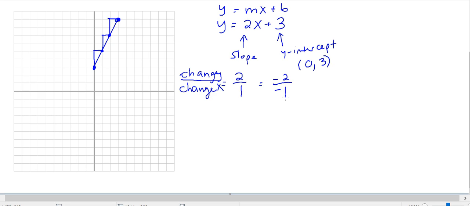That means we would have a change in y. We would go down 2, and negative 1 means we're moving to the left instead of to the right. So if we go down 2, we move 1 to the left. That's another point. Down 2, 1 to the left. That's another point. Down 2, 1 to the left. That's another point. And now we can continue connecting our points.